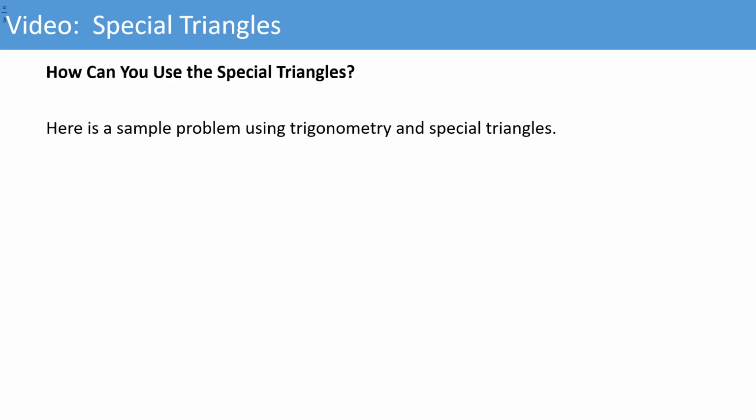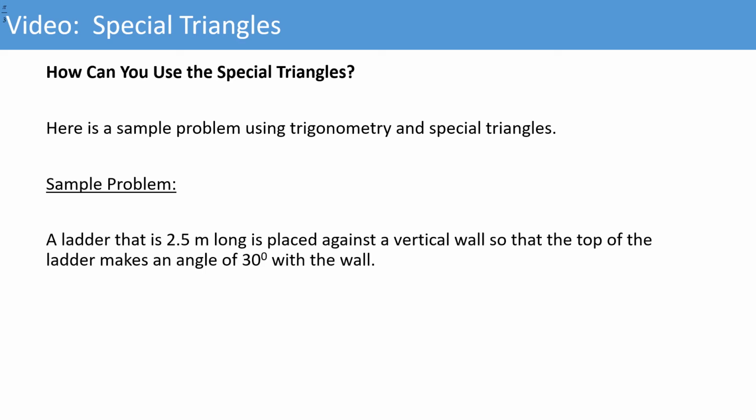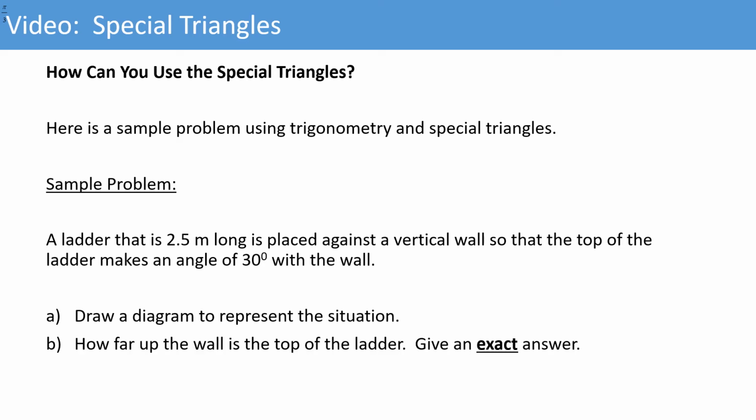Here is a sample problem using trigonometry and special triangles. Sample problem. A ladder that is 2.5 meters long is placed against a vertical wall so that the top of the ladder makes an angle of 30 degrees with the wall. Number A, draw a diagram to represent the situation, and then calculate how far up the wall is the top of the ladder. Give an exact answer.